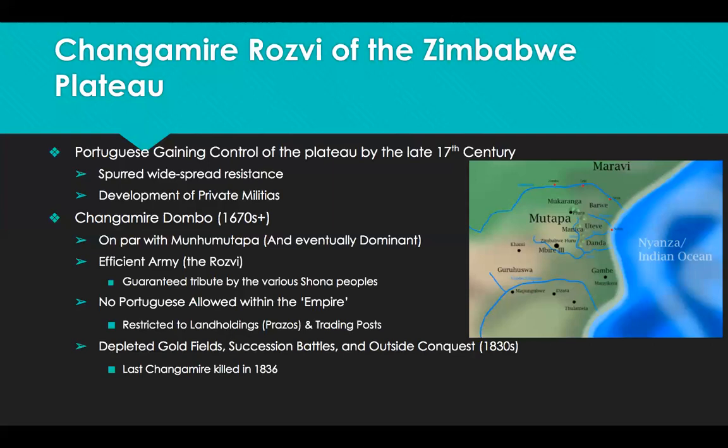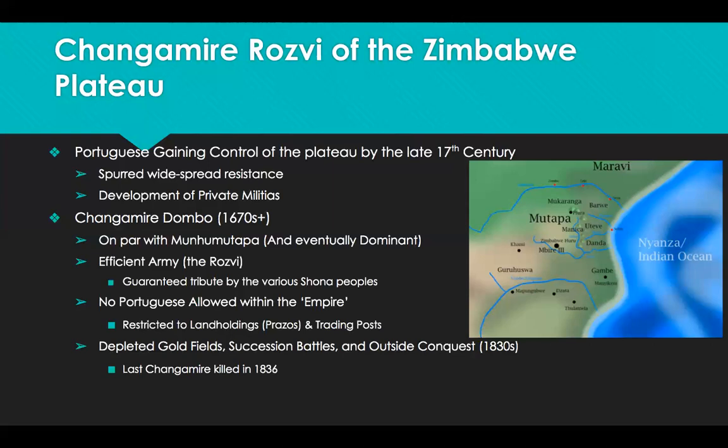And one of the private militias that developed at the time was run by one wealthy cattle owner named Dombo, who possessed a private army and acquired the title Changamire, which is an authoritative title. So it became Changamire Dombo. Initially, he had been a herdsman of the Monomotapa Empire, but by the 1670s, he was an important power in the northeast of the plateau region, actually on par with Monomotapa.